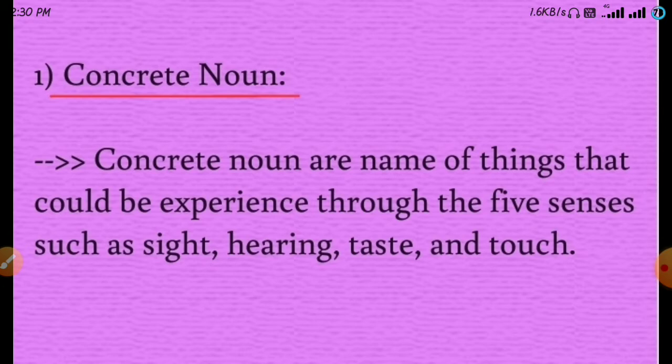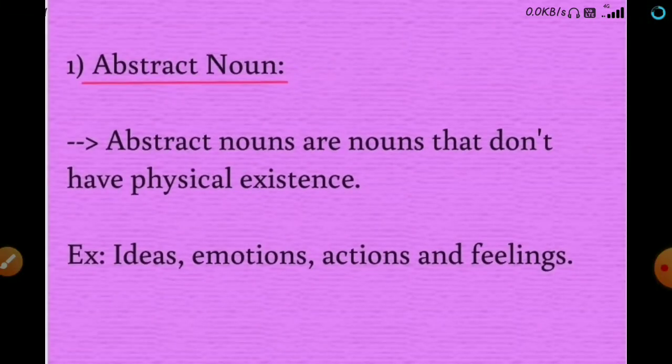Places, any places it may be. You can see the places, right? You can observe the places. Then animals, again the same. Animals, you can see the animals, you can touch the animals, you can hear their noises and all. So whichever things are physical, whichever things we can see, right? So these are considered as concrete nouns.